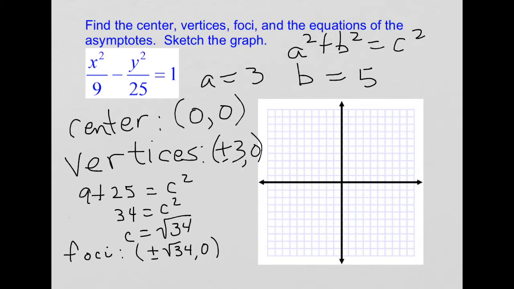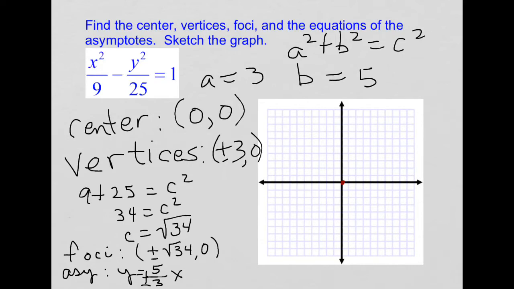And my asymptotes are going to be y equals plus or minus b over a, 5/3, x. Okay, now we're ready to graph our asymptote. We can graph our center, we know, as at 0, 0.